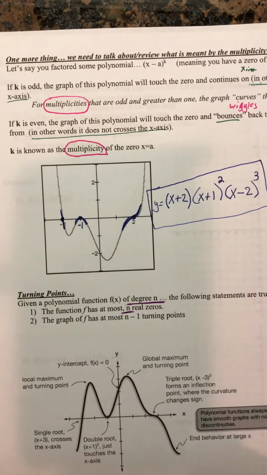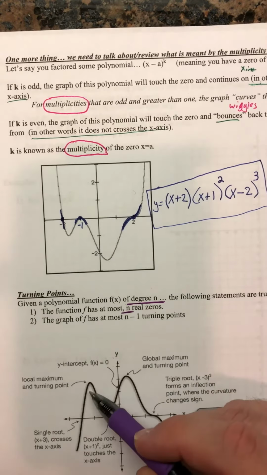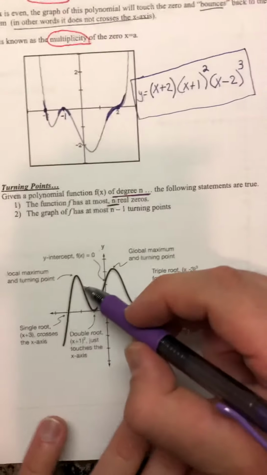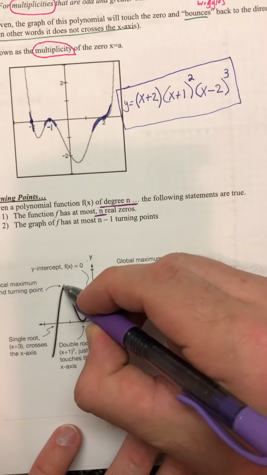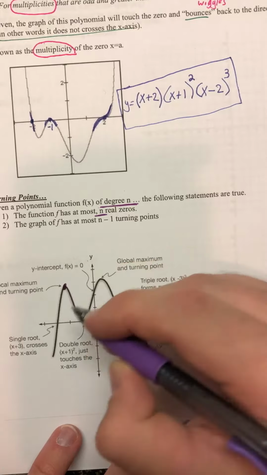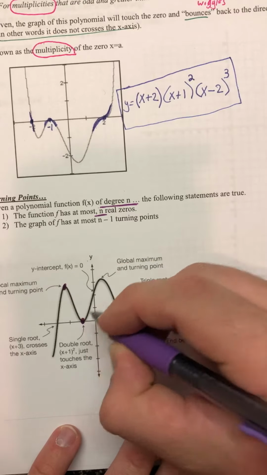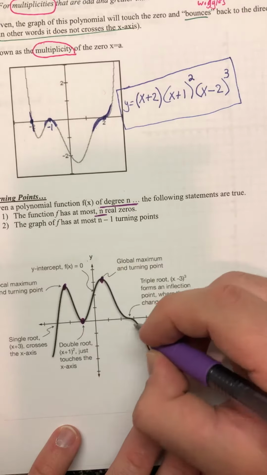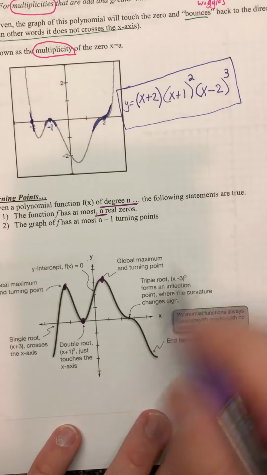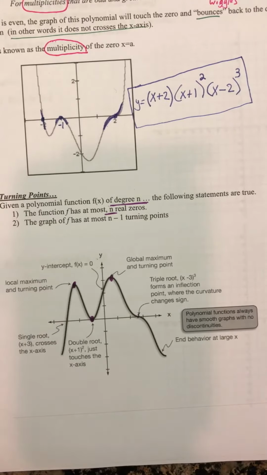A turning point is when our graph turns around, okay? It's going to turn around at these points, our relative maxes and our relative mins. Relative maxes and relative mins.